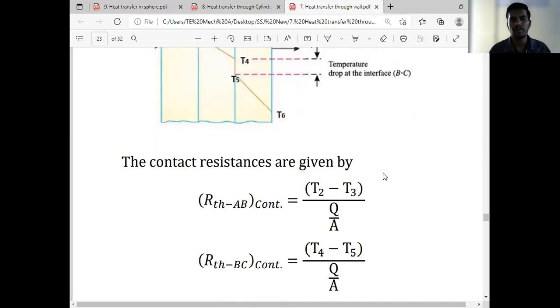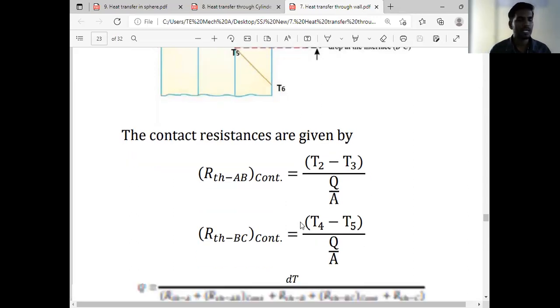Similarly, for the interface BC, write down the equation. Contact thermal resistance for interface BC is equal to T4 minus T5 divided by Q by A.